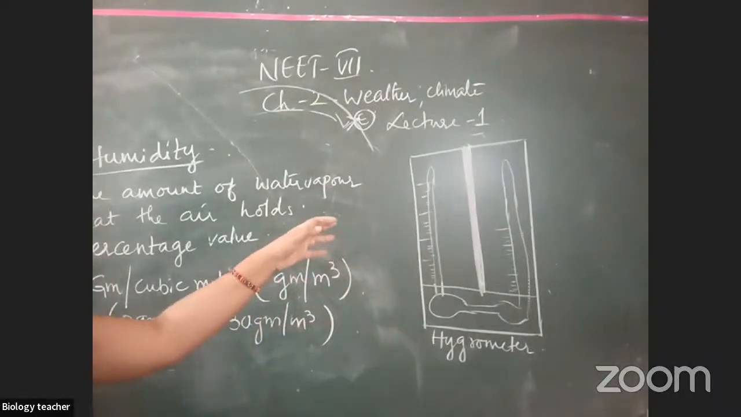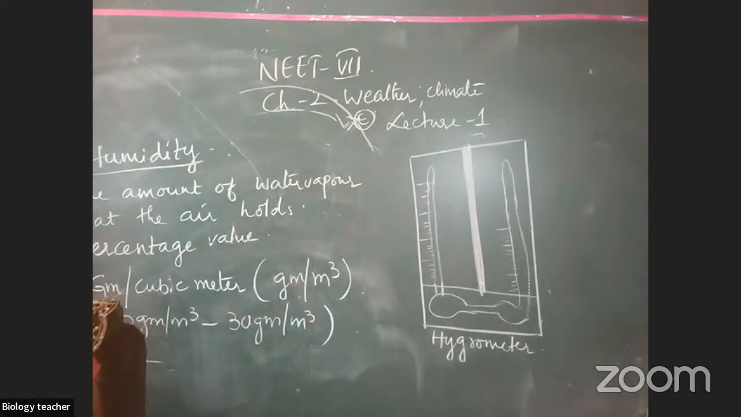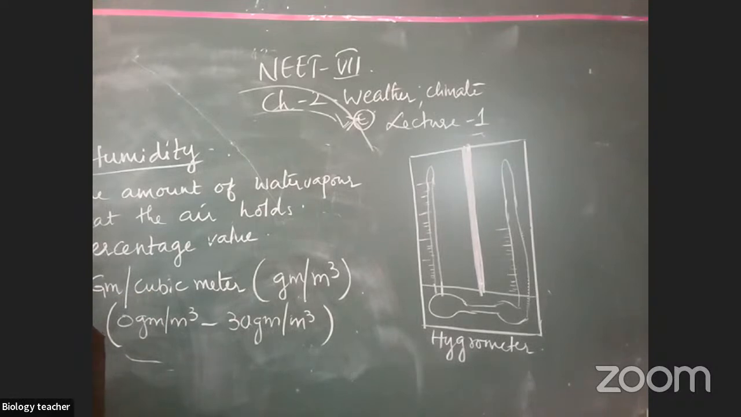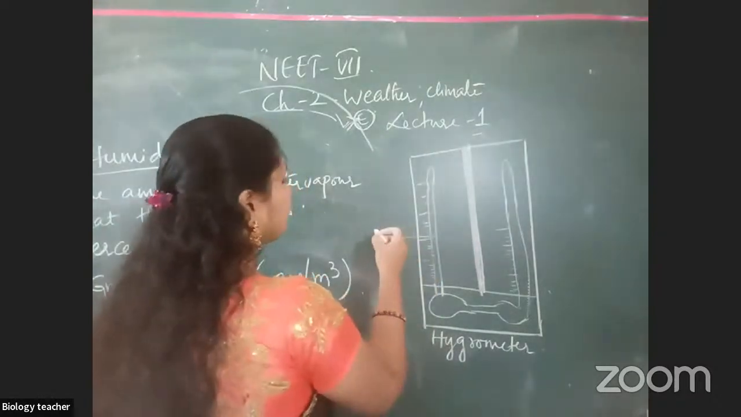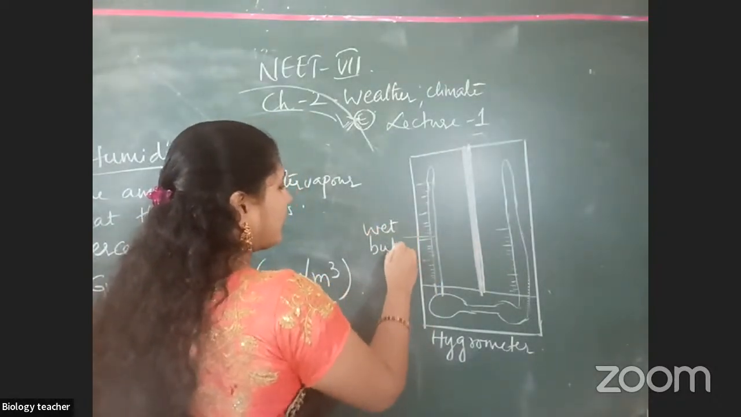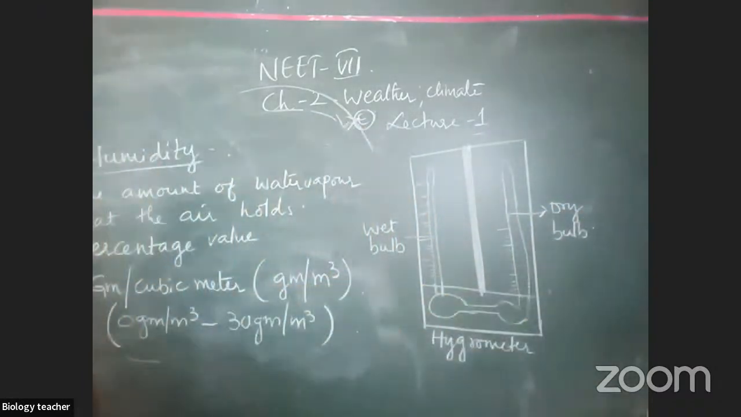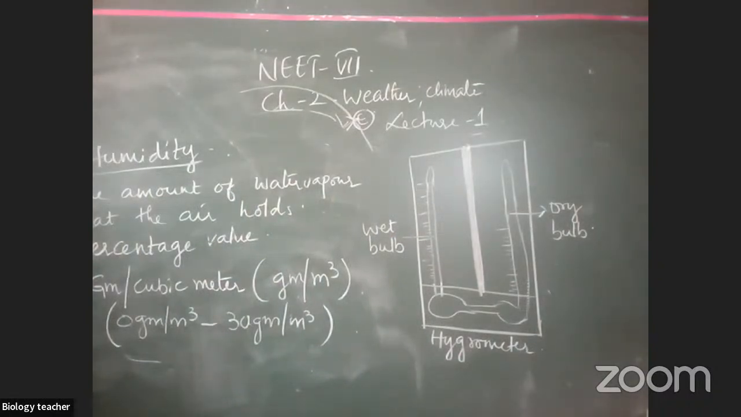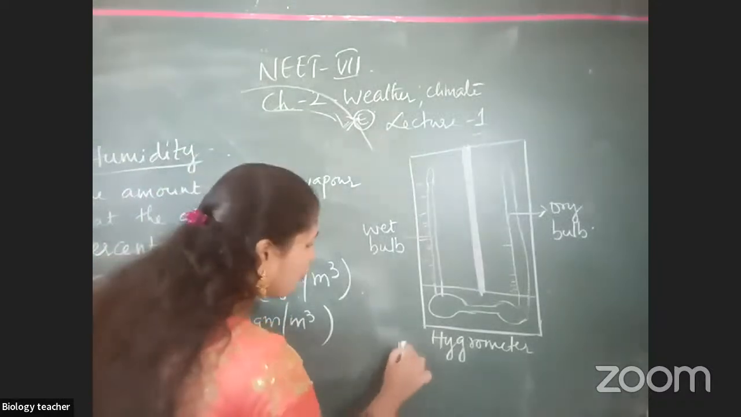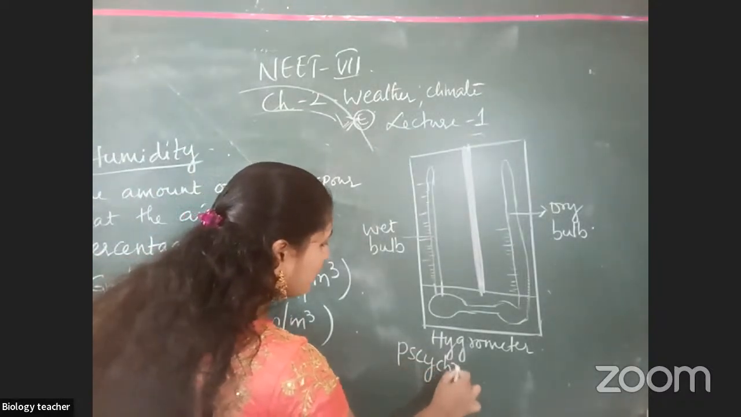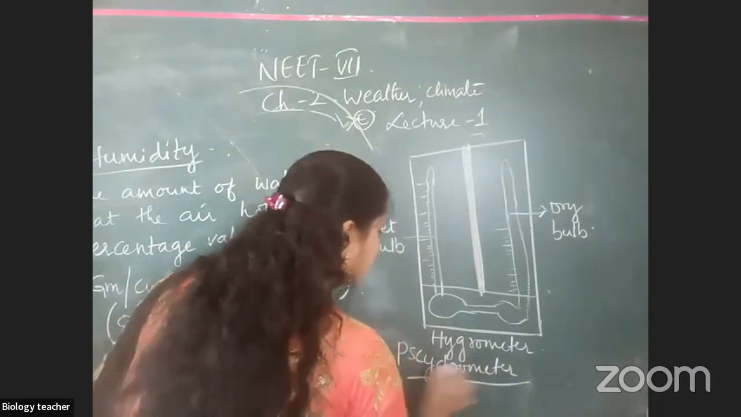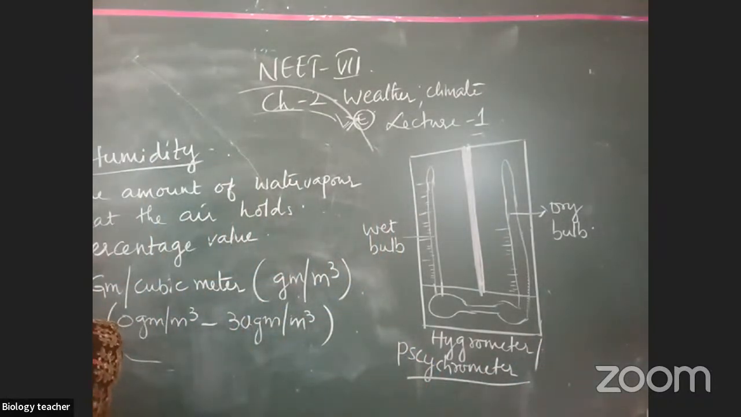Hygrometer. This is used to measure humidity. Two tubes are present: one is the wet bulb and another one is the dry bulb. This is known as a hygrometer, and it is otherwise known as a psychrometer.